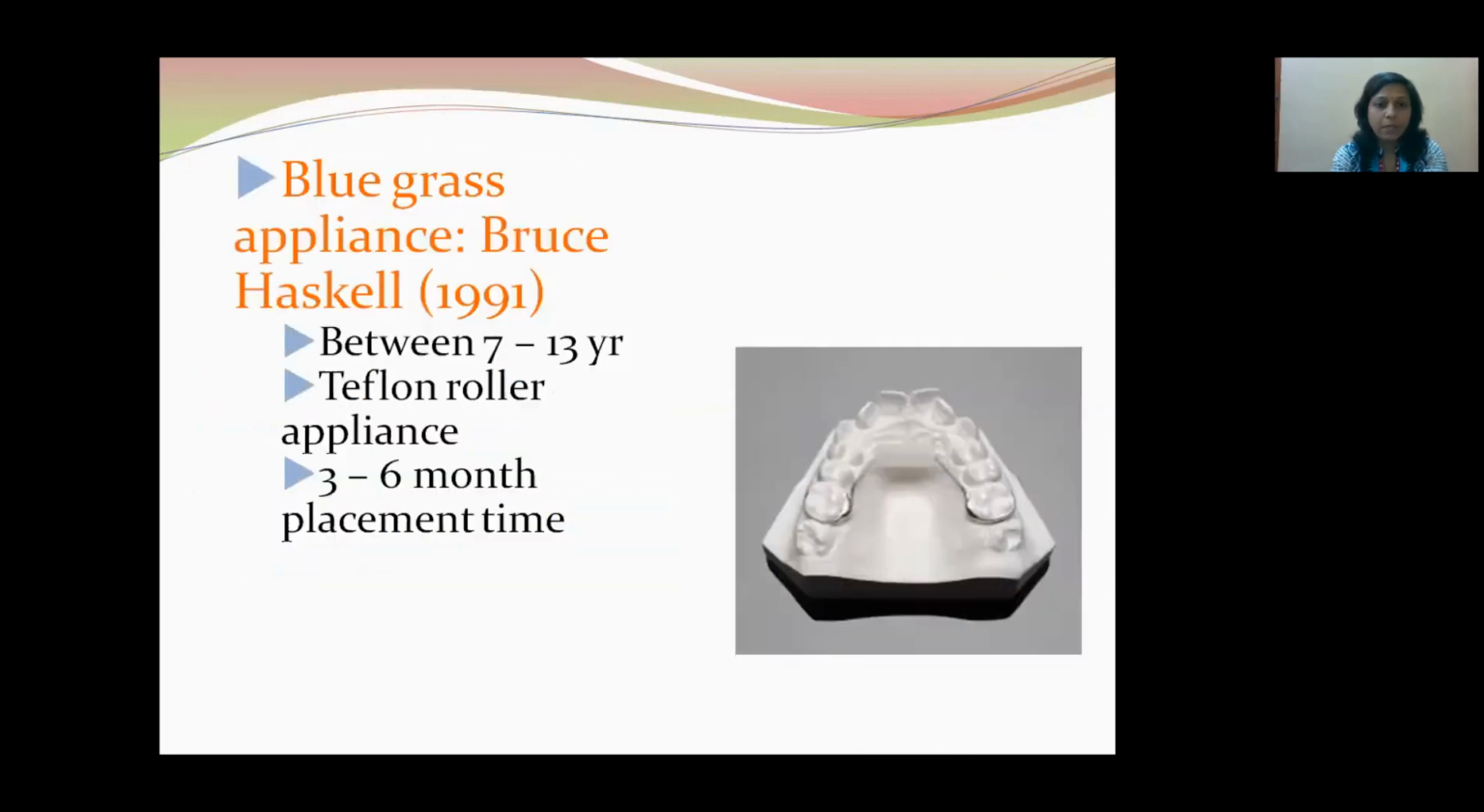A Bluegrass appliance, which was introduced by Bruce Haskell, is an appliance that can be given to guide the tongue into a new position. The patient is asked to roll this Teflon roller with the tongue so that the tongue is away from the dentition and thereby not causing protrusion of the anterior dentition.